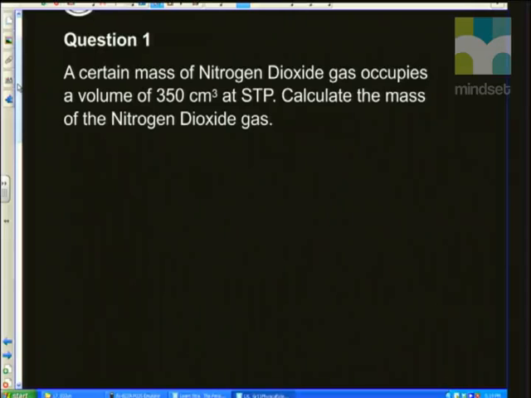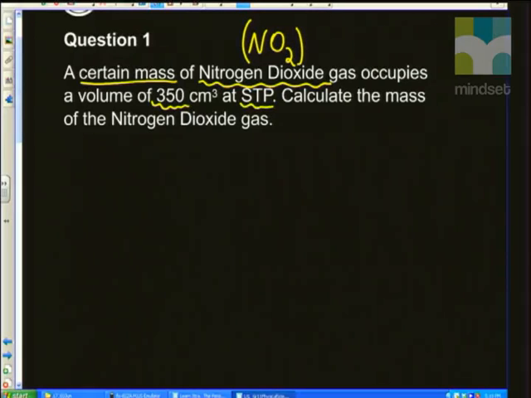But now it's time to get back to the lesson. Question number 1 says a certain mass of nitrogen dioxide gas, so we're talking NO2, occupies a volume of 350 cubic centimeters at STP. Calculate the mass of the nitrogen dioxide gas that is present there.